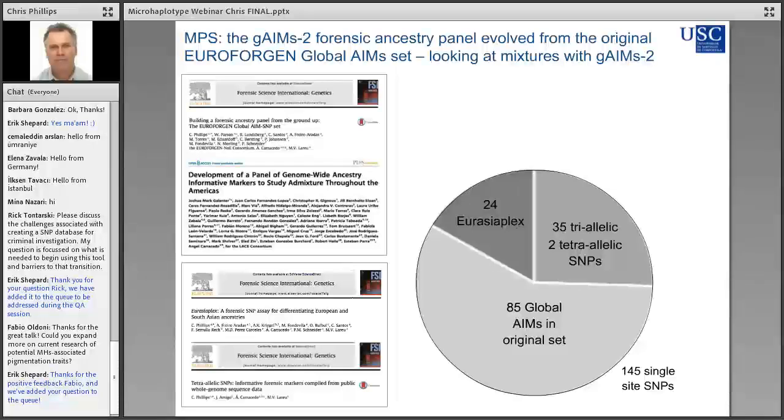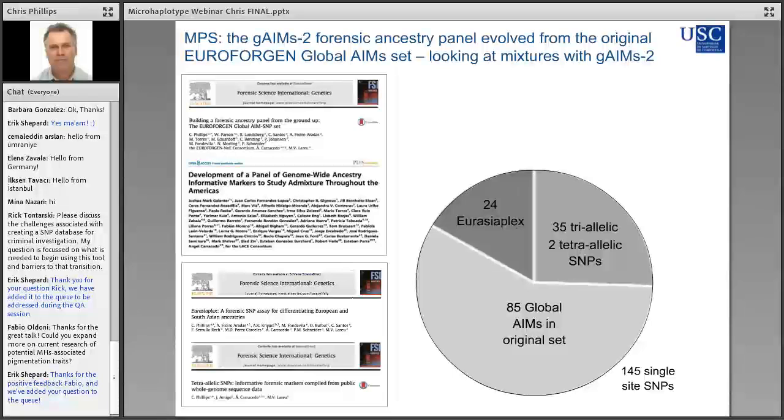I'm not going to say much about ancestry analysis with MPS because, again, that's been covered by Ken, and I know Danielle is going to say a little bit about that later on. But anyway, the point is that this is a panel that's come out of an existing AIMS panel for MPS, which we call Global AIMS.